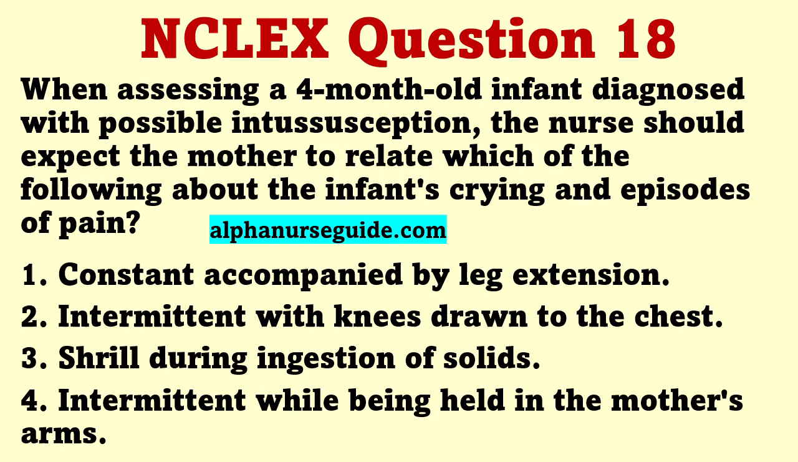When assessing a 4-month-old infant diagnosed with possible intussusception, the nurse should expect a mother to relate which of the following about the infant's crying and episodes of pain. 1. Constant accompanied by leg extension. 2. Intermittent with knees drawn to the chest. 3. Shrill during ingestion of solids. 4. Intermittent while being held in the mother's arms. The correct answer is 2.